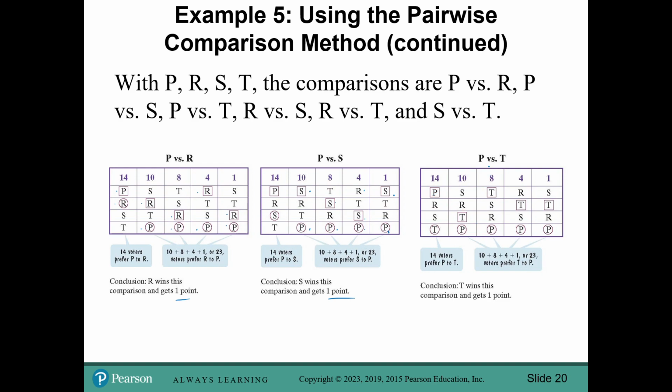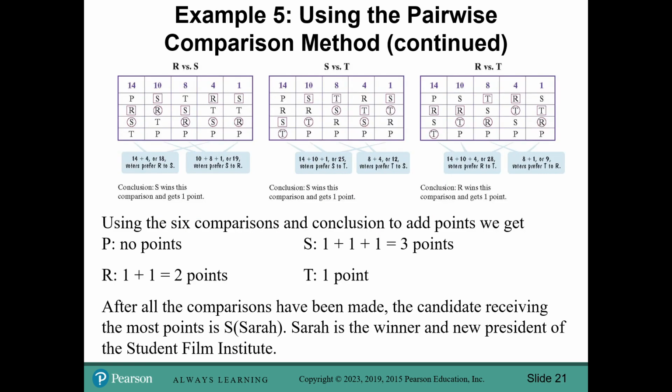This time we're comparing P to T. Here, P beats T, but in all the rest of them, T beat P. So we see that P gets the 14 votes, and then T gets the 23, which means that T beats P. So T gets a point. So right now, R has 1 point, S has 1 point, T has 1 point. We have 3 more comparisons to go.